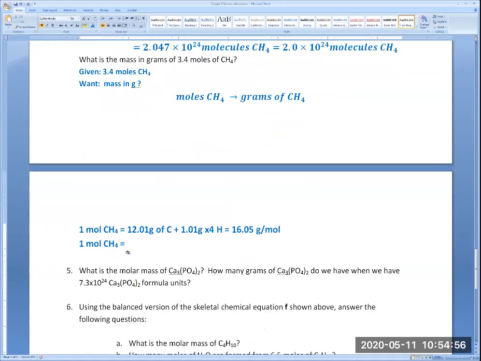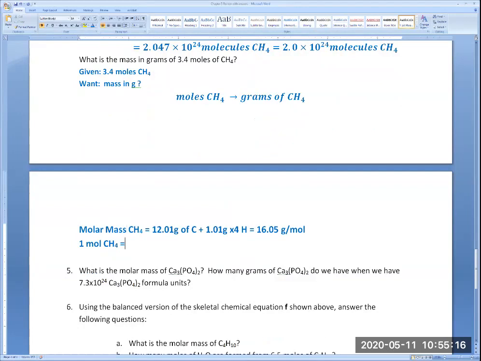Okay, first, when you calculate the molar mass, you could write: molar mass of CH4 is 12 grams of C plus 4 times the grams of H, and that's 16.05 grams per mole. The units of molar mass are grams per mole.